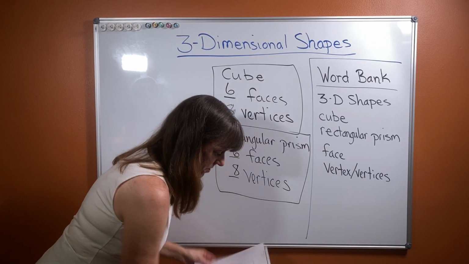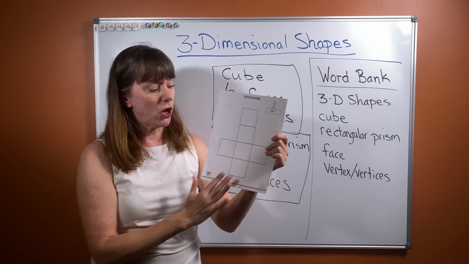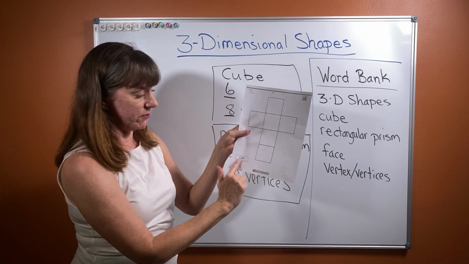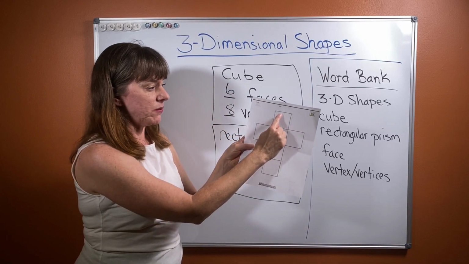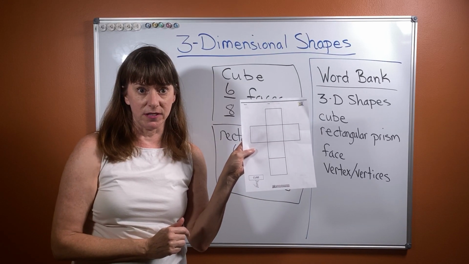I have sent your grown-ups a copy of this. This is called a net, and it's a net for a cube. I'm holding it upside down. The cube down here, we can see 1, 2, 3, 4, 5, 6. We see all 6 of the faces.